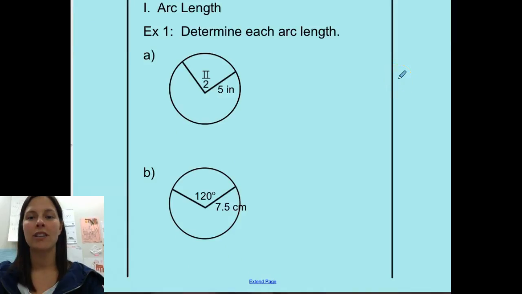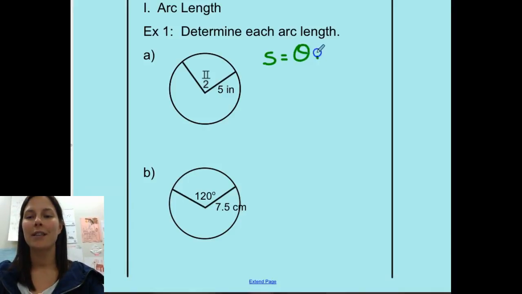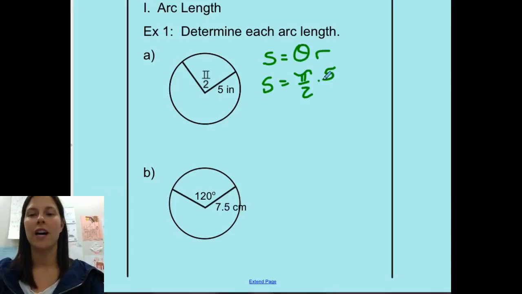Our formula for arc length is the arc length equals the measure of the central angle in radians, theta, which is a Greek symbol that we use to represent an angle. You've probably seen it with SOHCAHTOA. Then times the radius. In this case, we know theta is pi over 2, and we know the radius is 5. So the length of this arc would be 5 pi over 2 inches.